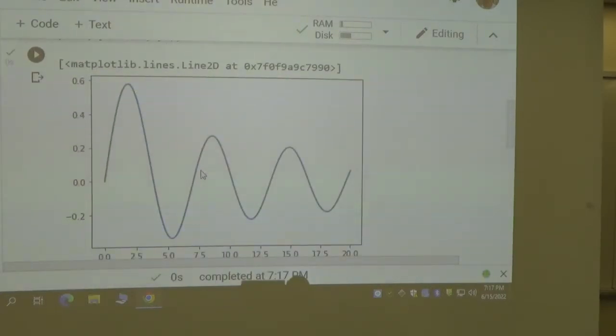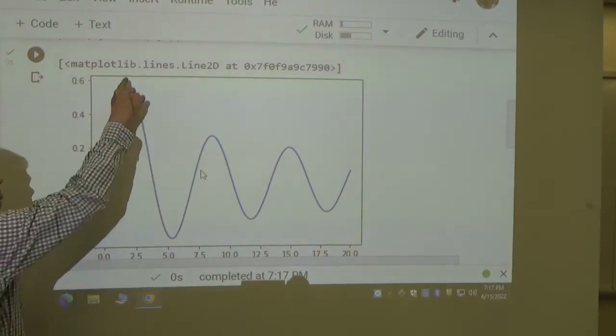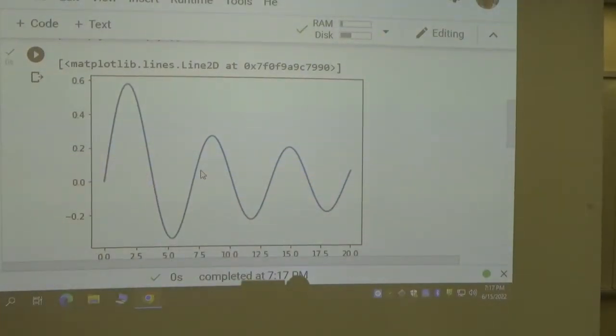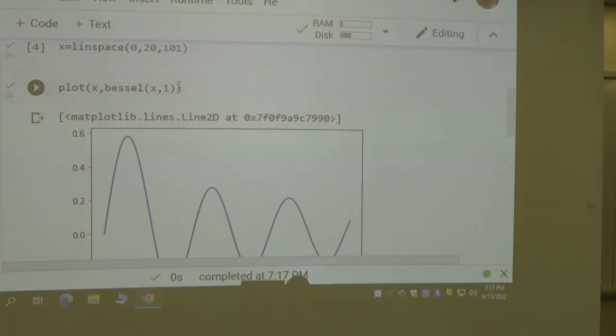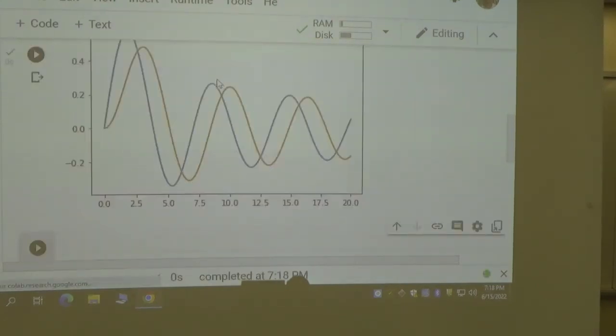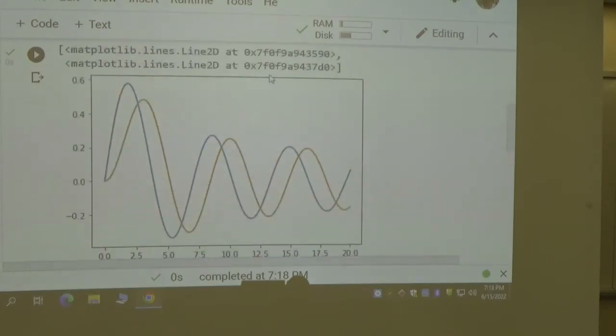Okay. All right. So you see that it starts from 0 and it goes like that, and eventually it gets closer and closer to some sine function or cosine function. That's what happens. We can draw other orders as well. Let's combine x comma Bessel x 2. See what happens. So you have this other function, and that one also does that.